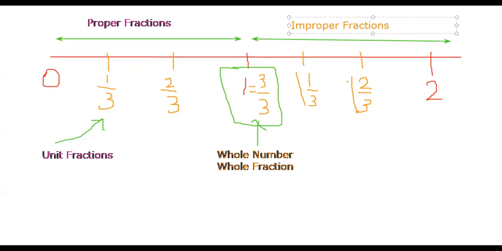Now, whatever fraction comes after 1 means it's an improper fraction. Improper fraction means it's more than 1. Got it? It can be 2, 2.5, 3, 3.5. As long as it's more than 1, they are all improper fractions.